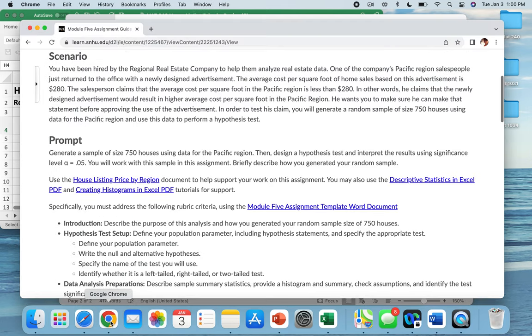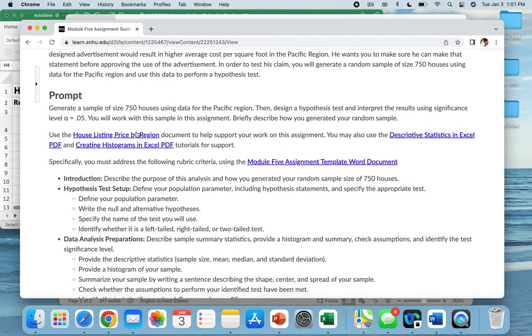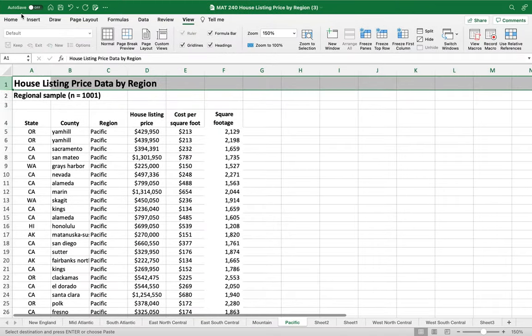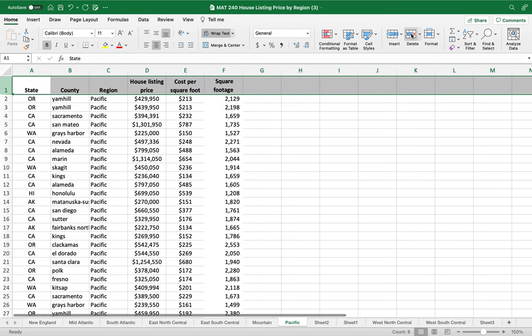All right, so when you go to your Learning Module 5 assignment, you want to download house listing prices by region. Okay, so let's go there. Now we're doing the Pacific. That means we need to look at these tabs down at the bottom and click Pacific, to make sure we've got the Pacific region. I like to delete these header columns, so I'm going to delete these top rows.